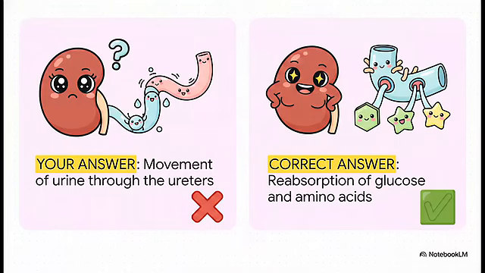So you picked movement of urine through the ureters. And honestly, I can see why. It sounds plausible. But the correct answer is reabsorption of glucose and amino acids. So the goal here isn't just to tell you the right answer. It's to dig in and see why that's the right answer and why the other one is off the mark.